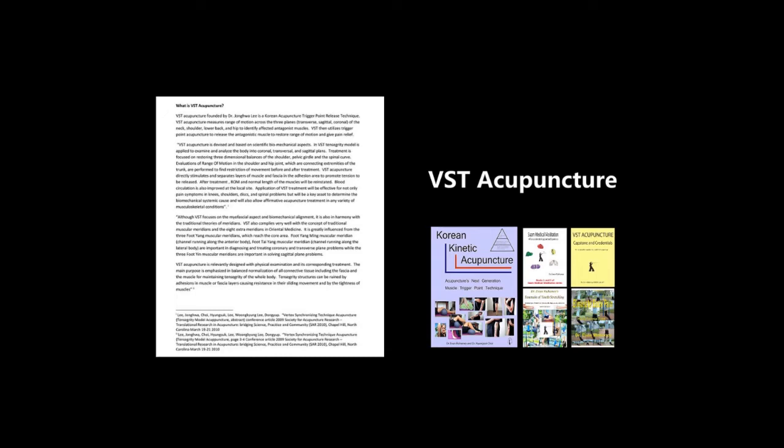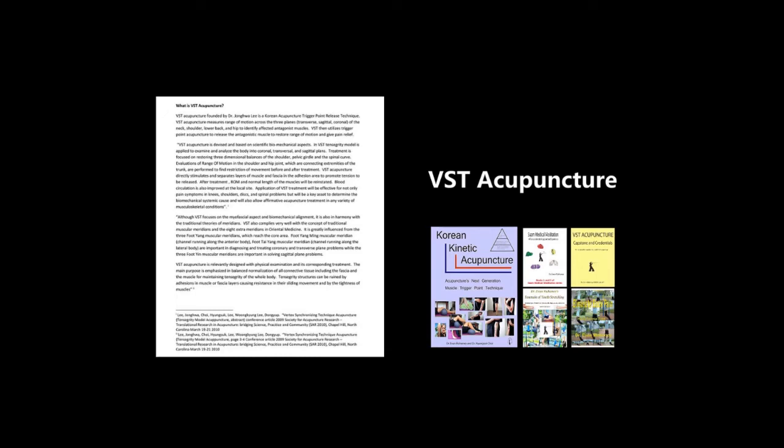VST acupuncture is relevantly designed with the physical examination and its corresponding treatment. The main purpose is emphasized in balanced normalization of all connective tissue, including the fascia and the muscle, for maintaining tensegrity of the whole body. Tensegrity structures can be ruined by adhesions in muscle or fascia layers, causing resistance in their sliding movement and by the tightness of the muscles.